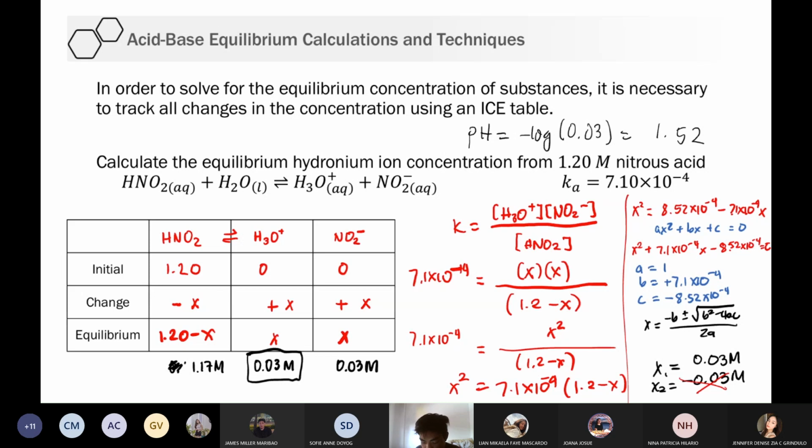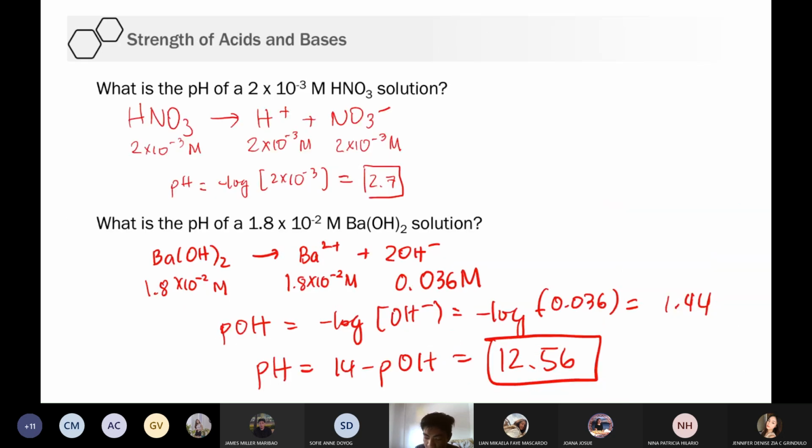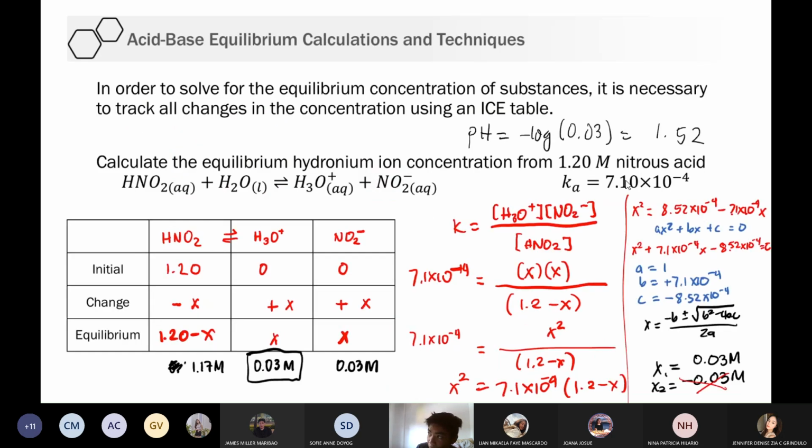Compare nyo yan sa strong acid. Tingnan nyo, sa strong acid, kung ano yung H+, yun na yun. Kung ano yung concentration ng acid mo, yun na yun, di ba? Pagdating dito, hindi. Mag-ICE table ka muna. Yung 1.2, hindi yun yung ipa-plug in mo dito. So, solve mo muna kung ano yung equilibrium concentration ng H. Okay? So, ganun.